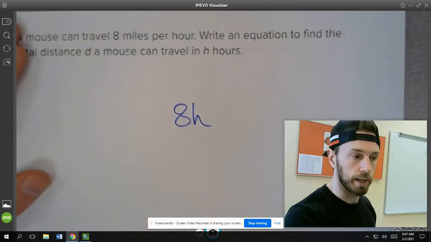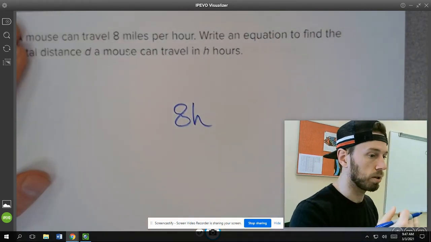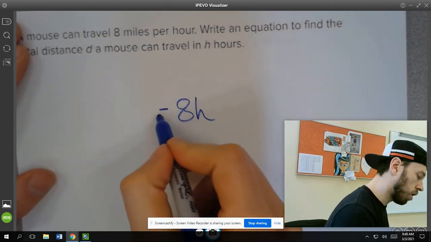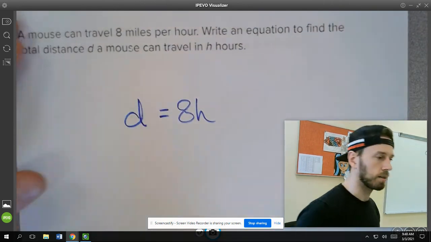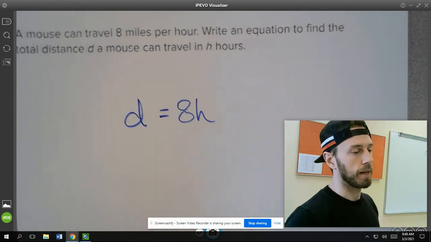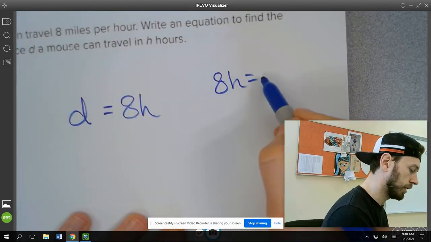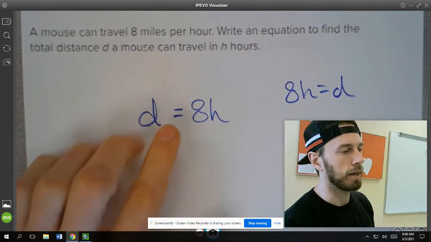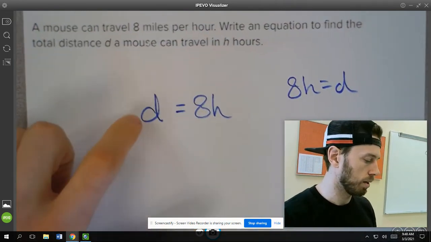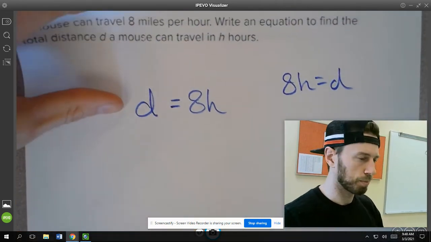Right? If it goes 1 hour, that's 8. 2 hours is 16. 3 hours is 24. And this is all going to give us the distance the mouse travels. D equals 8h. You could also technically write this as 8h equals D, but in functions we normally put the output first. Kind of weird.